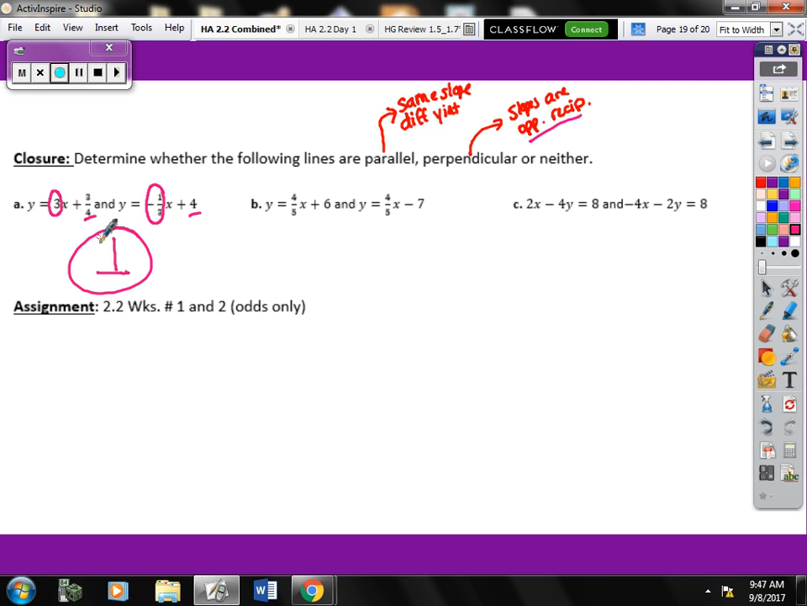Example B, we observe our slopes. We see there 4/5 and 4/5. We check the y-intercepts. The y-intercepts are different. Same slope, different y-intercept. These are parallel lines. Okay, now the last one we have in standard form. So we would want to make sure that we converted this into slope-intercept form first.